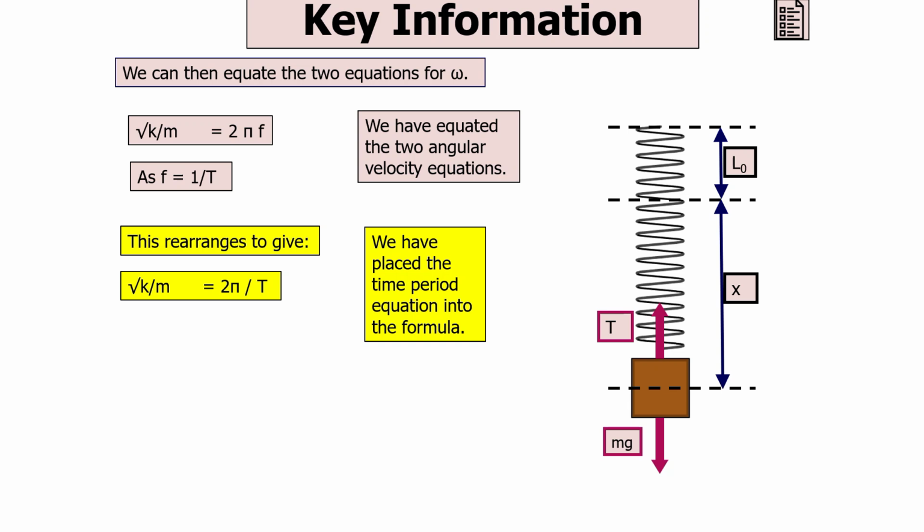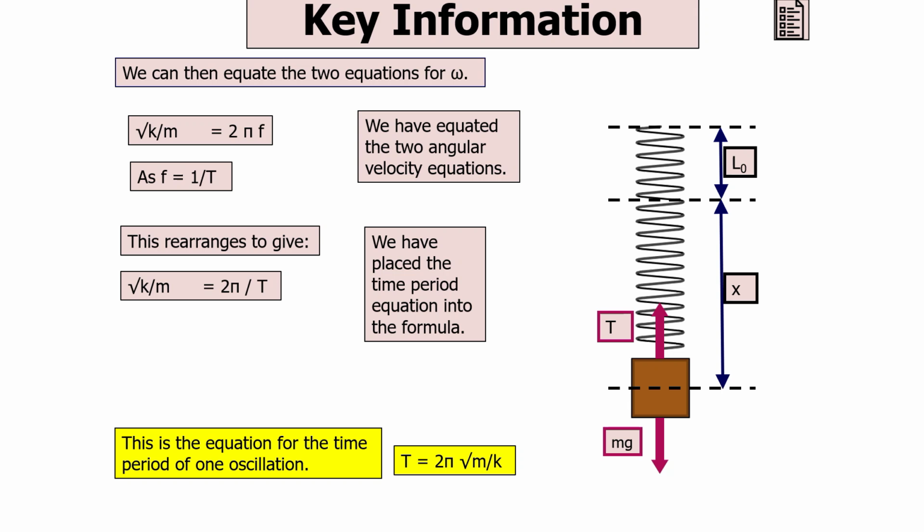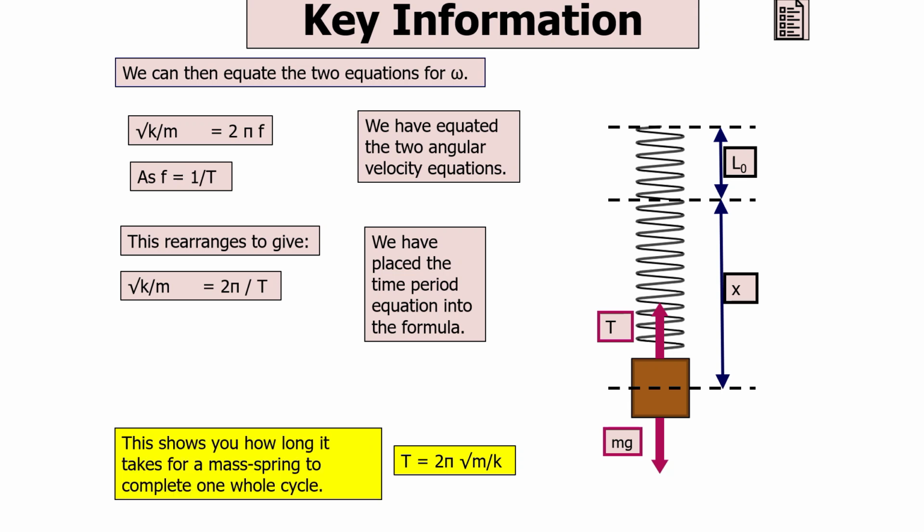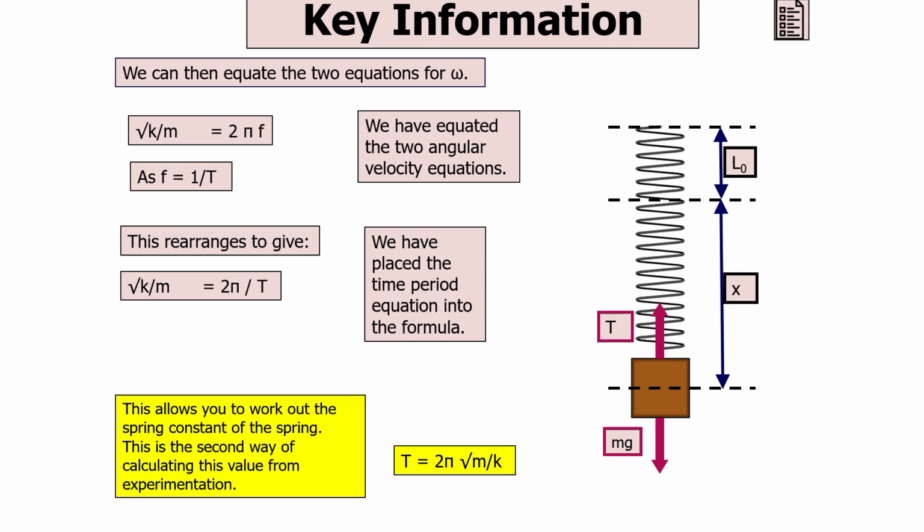So therefore we can rearrange it and get our equation for the time period of one oscillation, which is T is equal to 2 pi times the square root of m over k, which shows us how long it takes for a mass spring to complete one whole cycle. And it also allows you to work out the spring constant of the spring, which is a second way of calculating this value from experimentation.